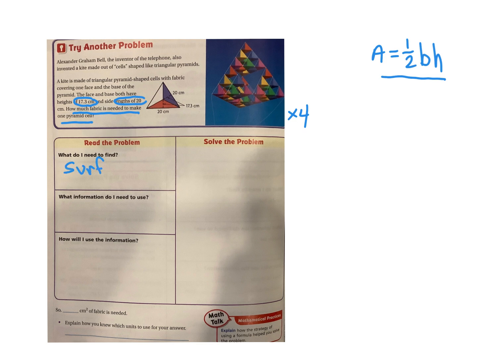Okay, what do I need to find? It turns out I need to find the surface area, how much covers the outside of it. What information do I need to use? The formula for area of a triangle. How will I use that information? I'll calculate what the area of one triangle is, and then I'm going to multiply by 4 because there's 4 of them.